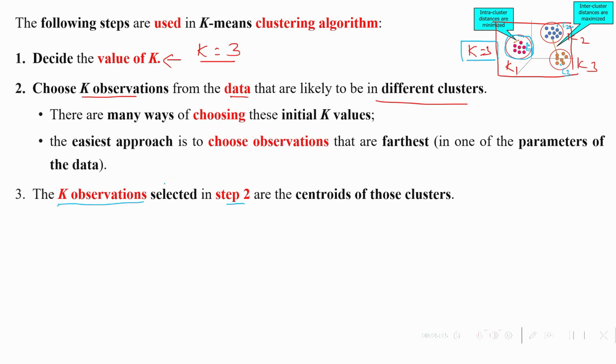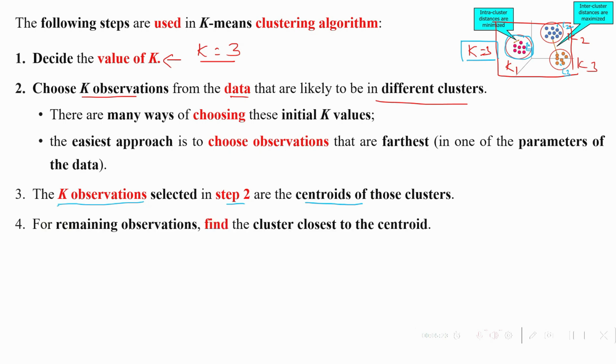Okay, so in step 2, we are forming the centroids of those clusters. The next step is for the remaining observations: find the cluster closest to the centroid. From all the observations, we have to find the elements that are closest to these centroids. So we have to do that in step 4.